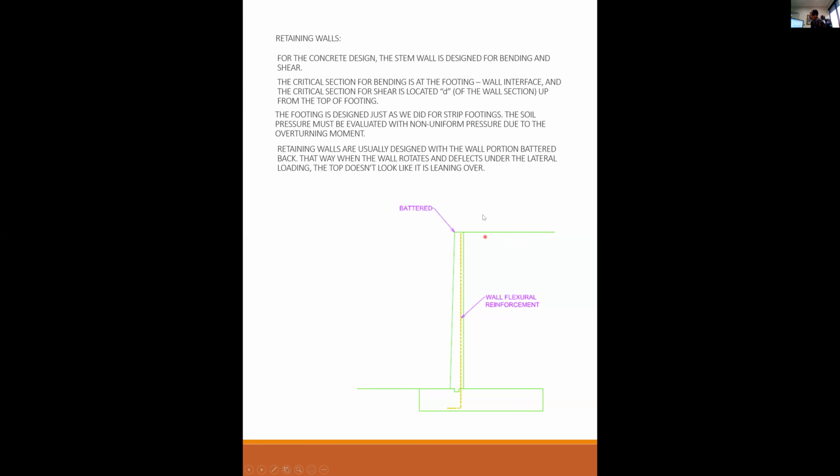The wall flexural reinforcement is placed on the back side with the proper coverage. It's on the back side because all the load is trying to push the wall out, and that puts the tension on the back side, compression on the near side.